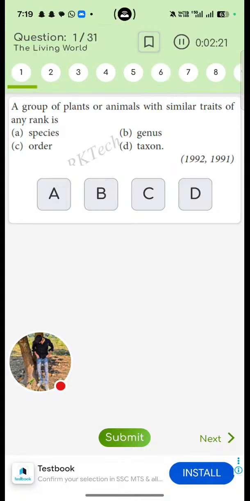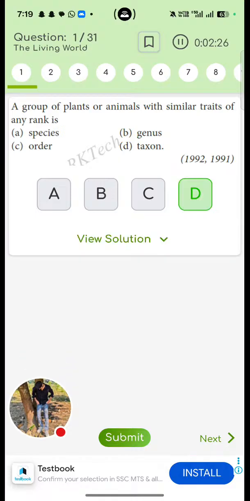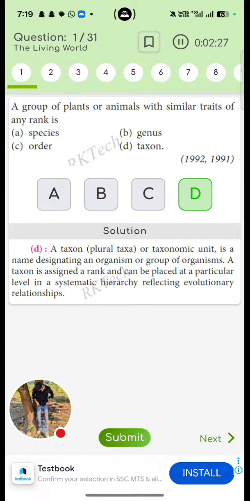And the right answer is taxon. Solution: a taxon or a taxonomic unit is a name designated to an organism or a group of organisms. A taxon is assigned a rank and can be placed at a particular level in a systematic hierarchy, reflecting evolutionary relationship.